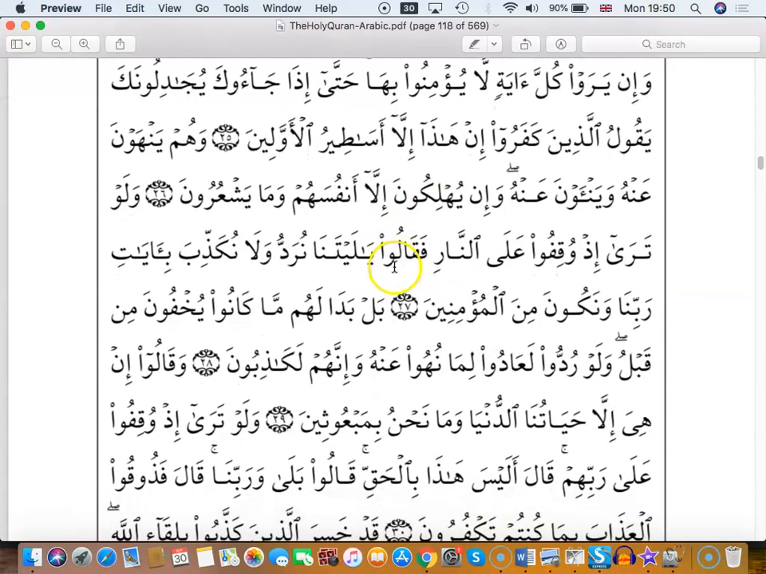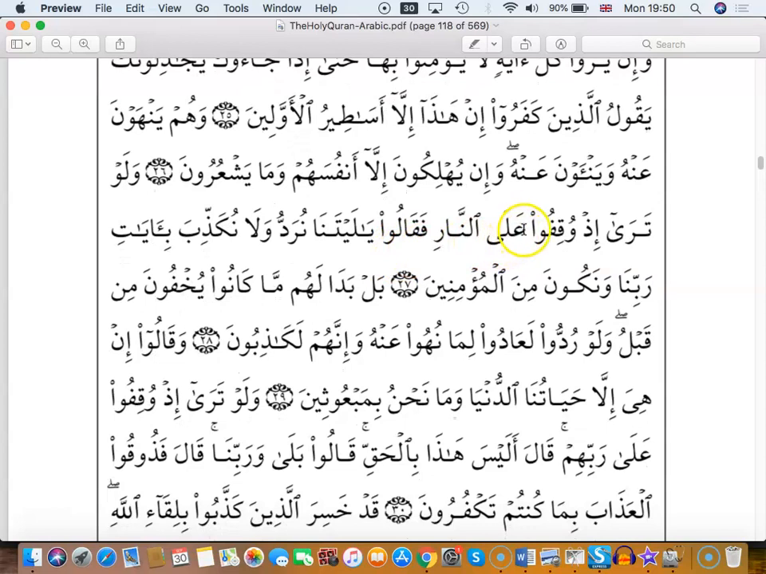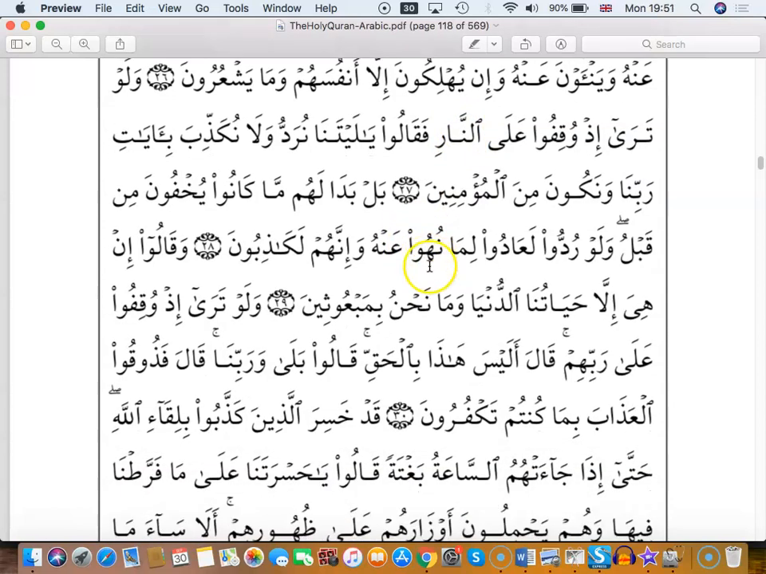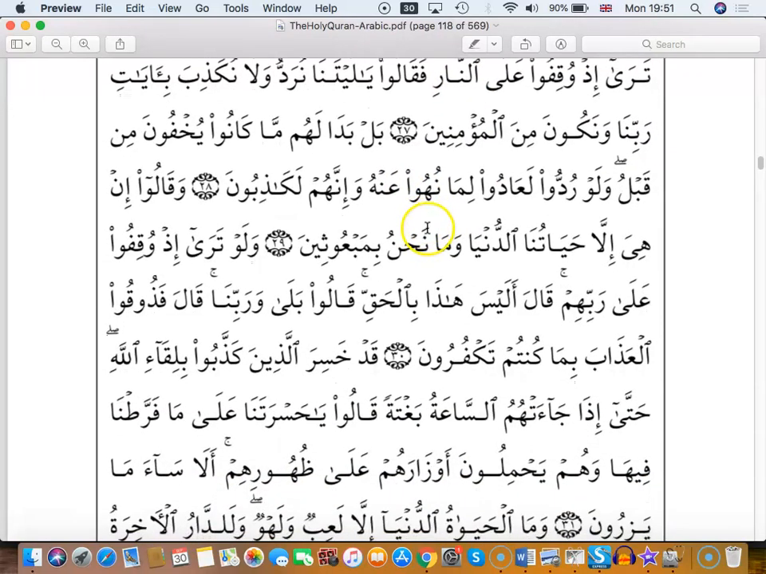Okay. Ala an-nar. What does ala nar mean? On the fire. When they will be made to stand on the fire, on the edge of the fire. Yeah, may Allah save us. Okay.